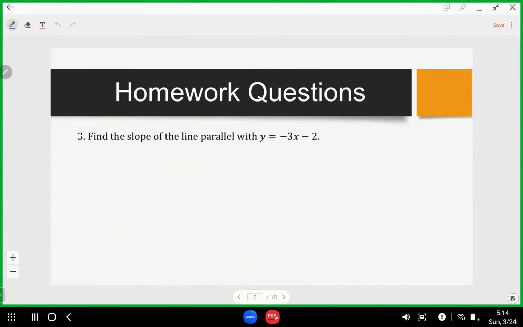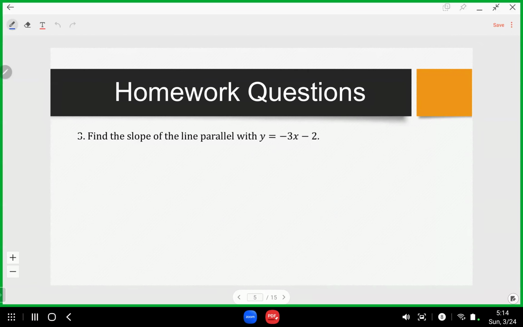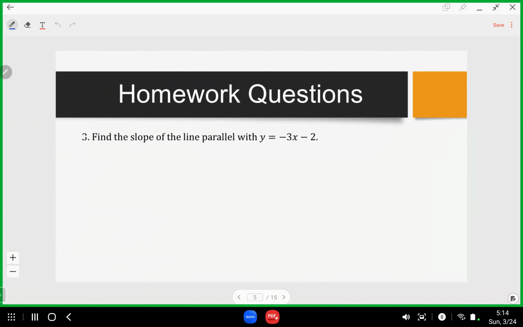And finally, we have this one. Find the slope of the line parallel with this line y is equal to negative 3x minus 2. Let's do that real quick. Should not be too hard because I did talk about this last time.